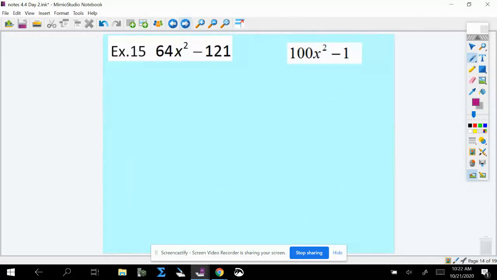Last couple, just real quick, 64 is a perfect square, so is 121. So this breaks down into 8x and 8x. One is plus, one is minus. The square root of 121 is 11. If you don't know that, you can definitely use a calculator to find it. So you get 8x plus 11, 8x minus 11.